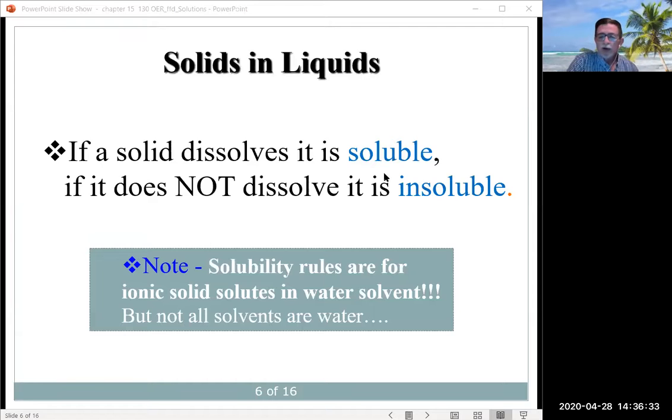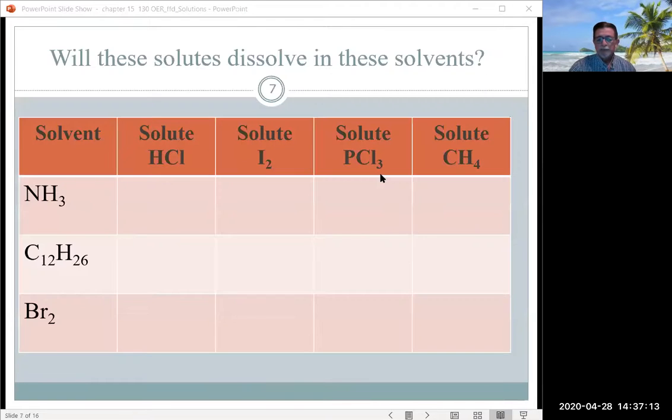Now, when we talk about solids dissolving in liquids, we use the term either soluble or insoluble. So if a solid dissolves in the liquid, it's soluble. If it doesn't dissolve, it's classified as insoluble. Refresh your memory with respect to the solubility rules. In the solubility rules from the periodic table, things were either soluble or insoluble. Being insoluble doesn't necessarily mean, if you remember, that it's 100% insoluble. There's a small amount in solution, but the majority of the material is not.